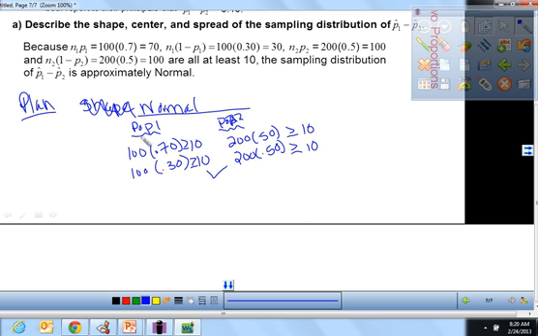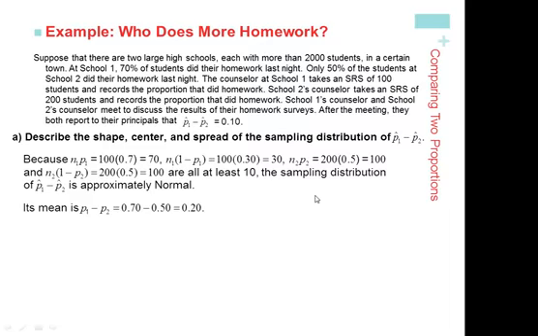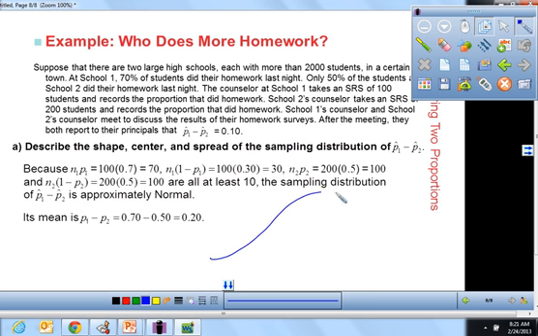That's what it's going to look like, and you're going to have to show that you checked population 1 and then checked population 2. Both of them have to be checked. Because the shape is normal, we can go ahead and subtract them. 70 minus 50 is 20, so the mean of the difference should be 0.2. That's the center. So right now, I have a normal distribution with a mean of 0.20, and I just need the standard deviation that's going to go in here.